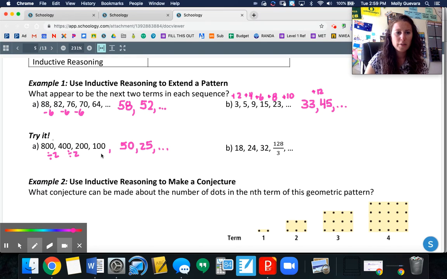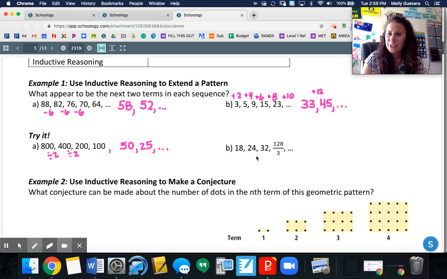Okay, so for A, hopefully we saw that we were dividing by 2 every single time. And so then I got 50, and then after that is 25. For B, it's a little bit harder, right? I don't see a number that is dividing, or 18 to 24. I don't see what I'm necessarily adding there, because 18 to 24 is 6, but 24 plus 6 is 30, not 32, and then I have this weird 128 over 3. So it looks very, very confusing here.